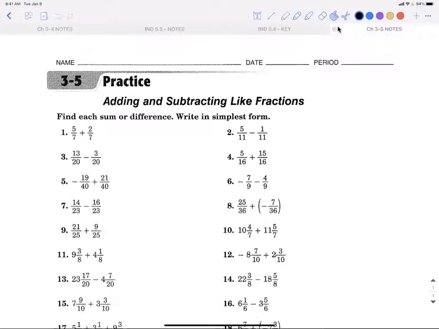3-5. And we are going to be adding and subtracting like fractions. Now, the adding and subtracting rule for integers, it just never goes away. I'm telling you, it just keeps coming. So we're going to go back to, right? We know how to add and subtract integers.